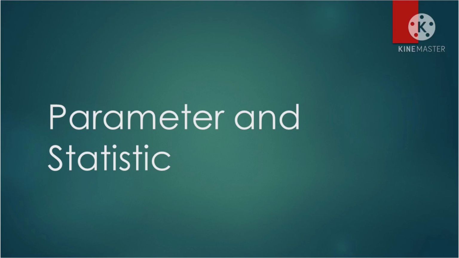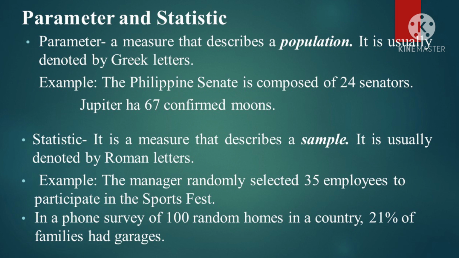Okay, so good day. So now we will discuss about the parameter and statistics. So what is the difference between the two? So when we say parameter, paano ba pag sinabi nating parameter? Pag sinabi nating parameter, this is a measure that describes a population, okay? And it is usually denoted by a Greek letters. So what are those Greek letters?